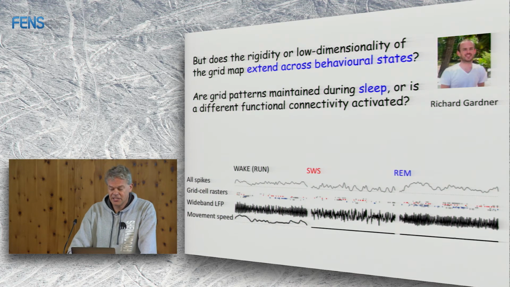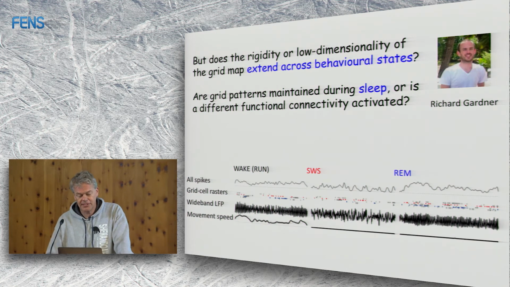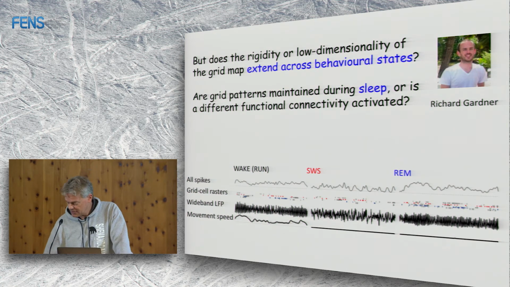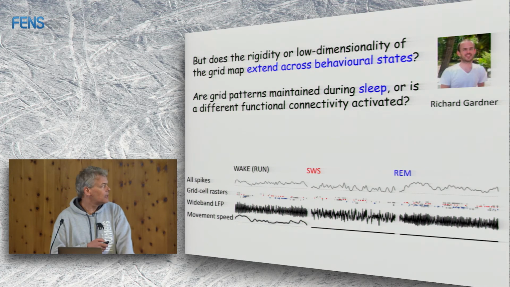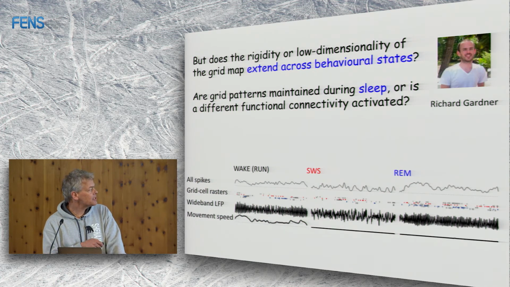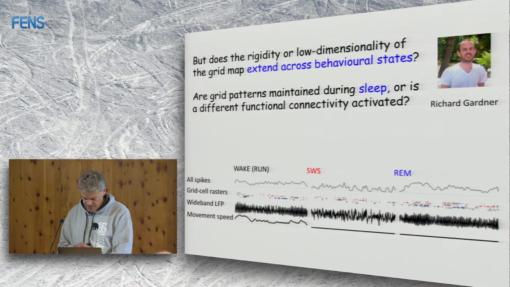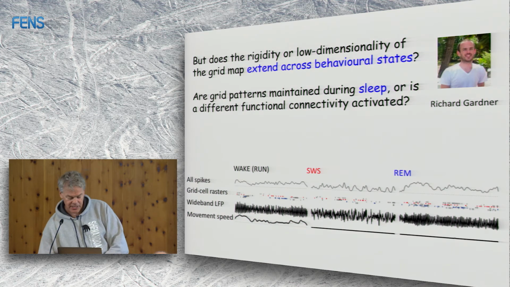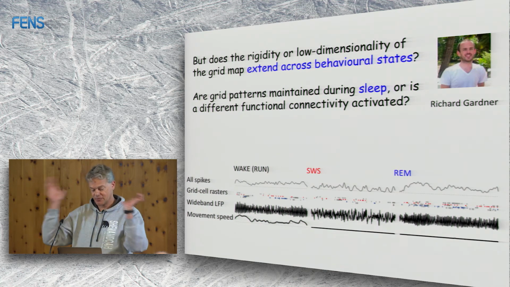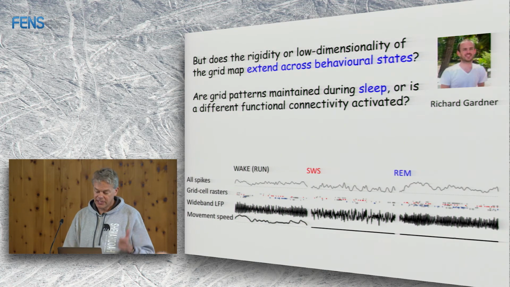Yeah. But then, with that in mind, we ask how general is this low dimensionality? Does it extend across behavioral states, for example? So Richard Gardner in our lab tried to approach this by recording from grid cells in several states, not only when they run around in a box, but also during two sleep states, slow wave sleep and REM sleep. The question was, of course he can't measure grid patterns when rats are sleeping in one position, but what he can do is to measure the cross-correlation pattern, the temporal cross-correlation between cells.